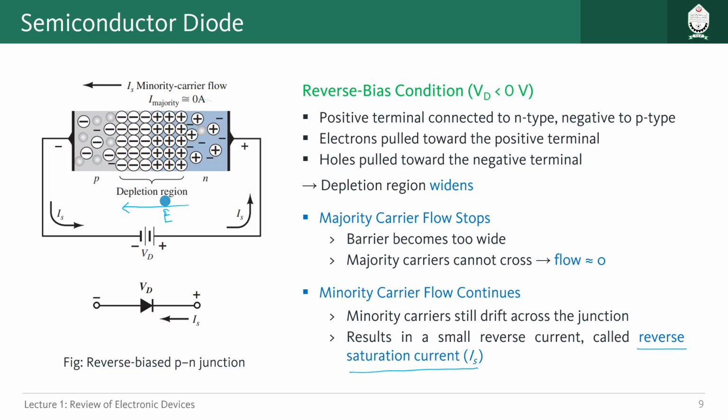But for majority carriers, we have an even wider depletion region with higher electric field, which is opposing the flow of conventional current, the diffusion current, right? So as a result, no holes will be recombined at the n-type, and no electrons will be recombined at the p-type. So there will be no diffusion current. So majority current flow is 0, but because of minority current, we will see that this reverse saturation current is happening.